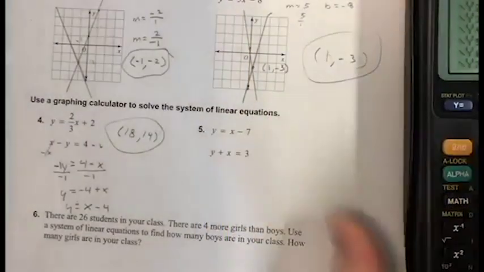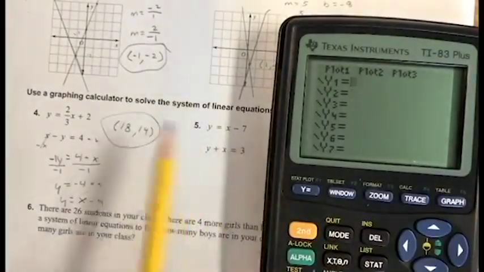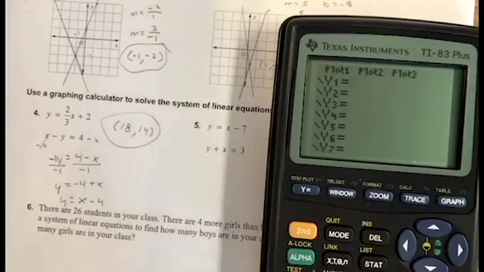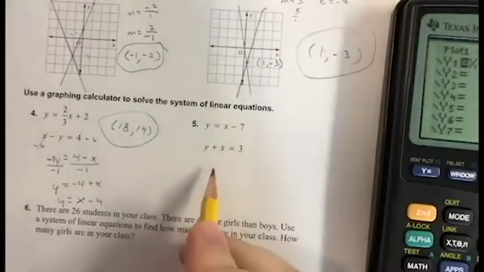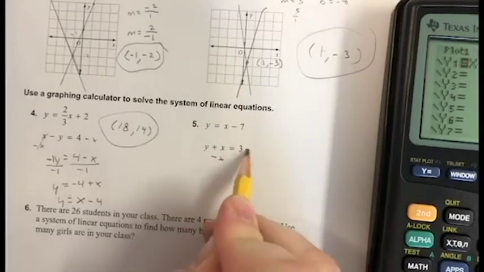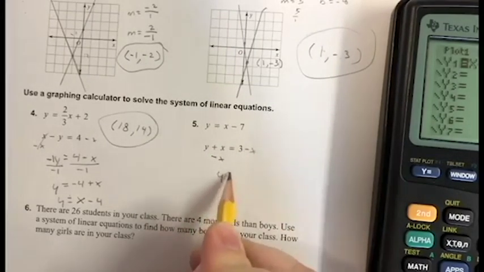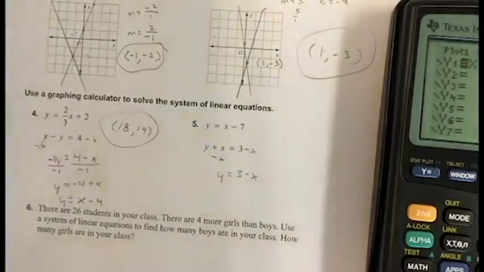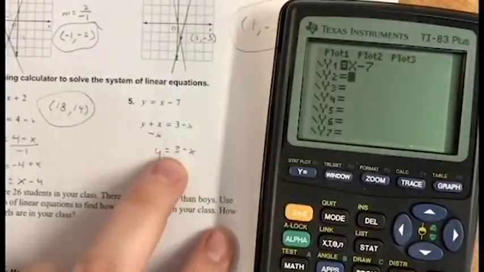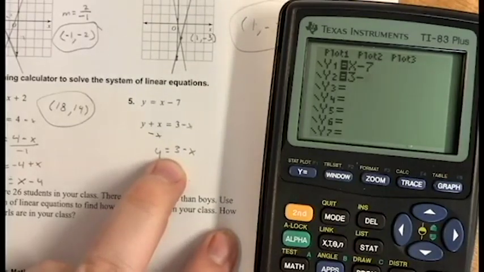So we're going to plug this one into our equation. So y is equal to x minus 7. Hey, that's easy. Put it in, x minus 7. The next one we have to rearrange, and we have to subtract x on both sides, and I get y is equal to 3 minus x. Now, we could rewrite this, but hey, there's really no need. Just put it in there. y is equal to 3 minus x.